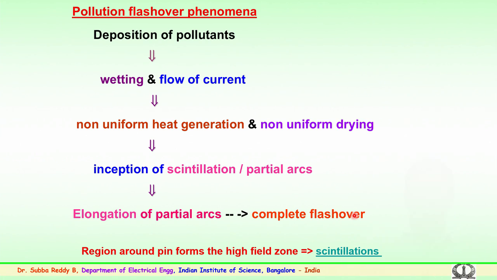Several types of insulators are being used, as mentioned: ceramic, glass and polymer. So, there are several methods to overcome this pollution flashover. Some of the methods are also being developed to see that the pollution flashover is delayed, or that there is improvement for the existing insulator.